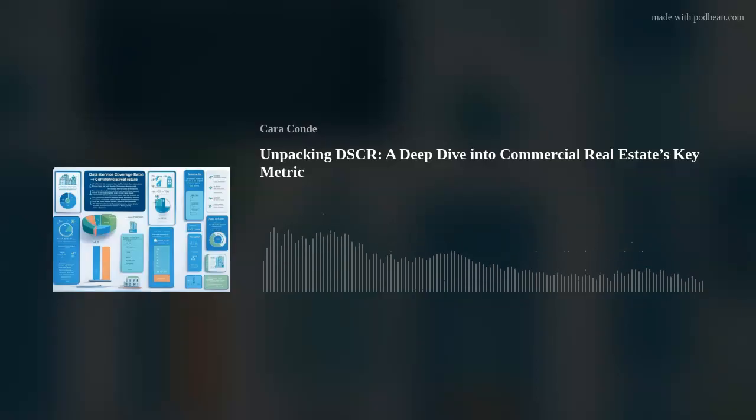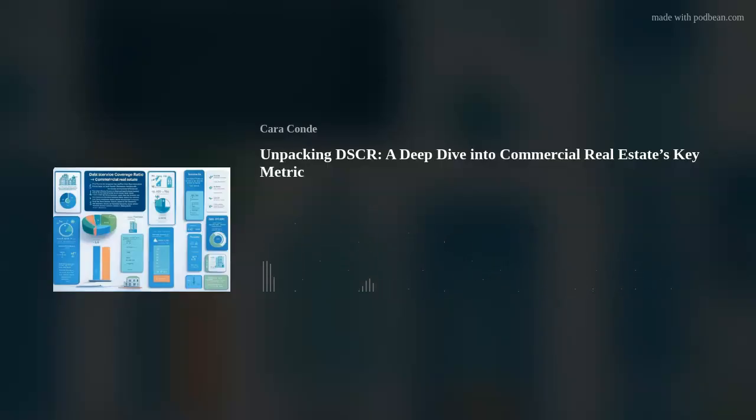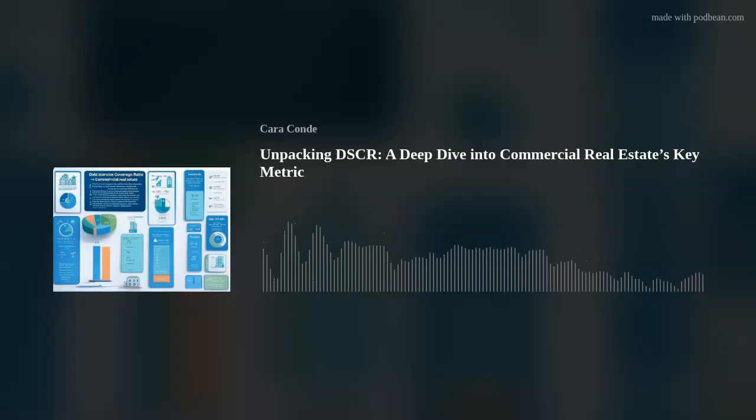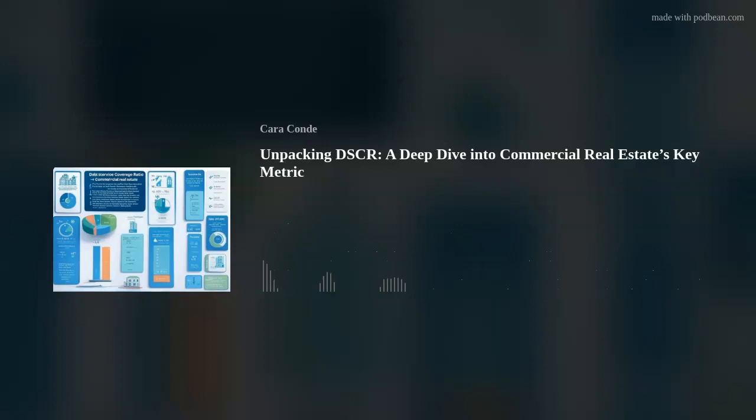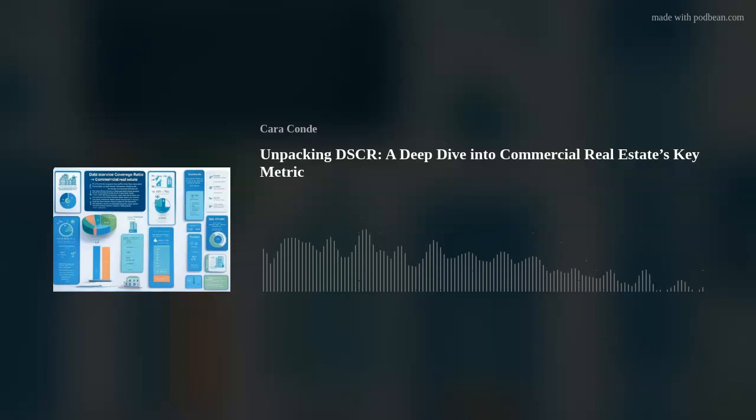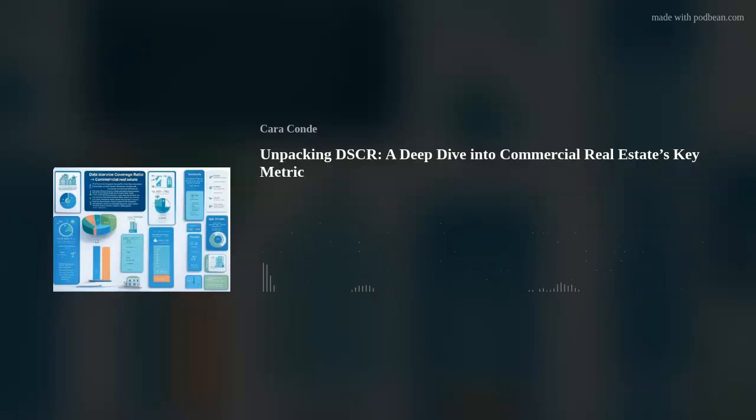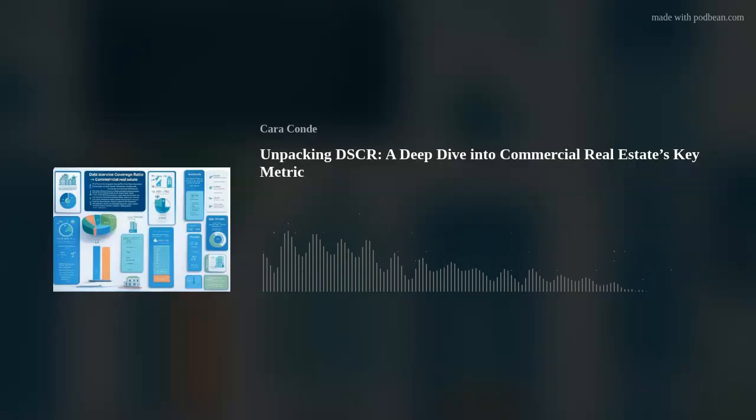So the other piece of this puzzle is total debt service. What exactly does that include? Total debt service is the total amount of money you need to pay each year to service all the loans on the property. It includes both the principal, which is the actual amount borrowed, and the interest, which is the cost of borrowing that money. If a property has multiple loans, you just add up all the annual payments.